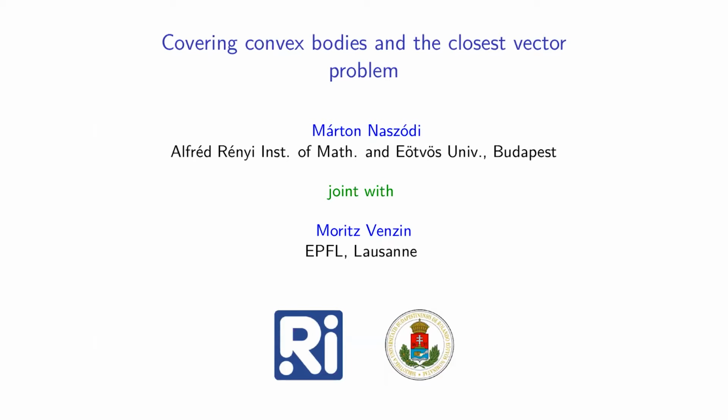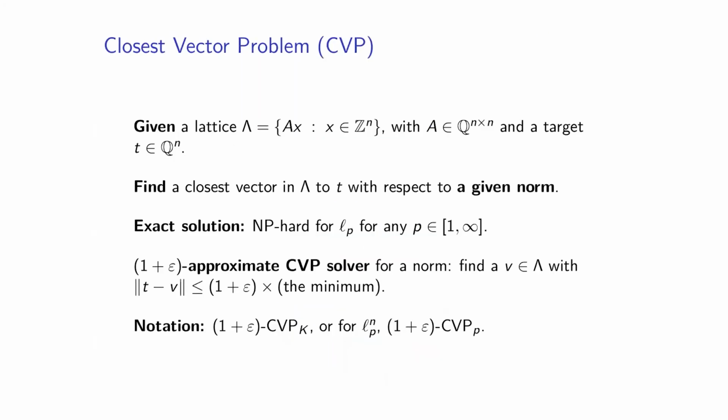So I'm going to talk about a joint work with Moritz Wentzen from EPFL, Lausanne. And it's going to be about covering convex bodies and the CVP, the closest vector problem. So first, let me introduce this problem. This is some sort of an integer programming problem, and it goes as follows.